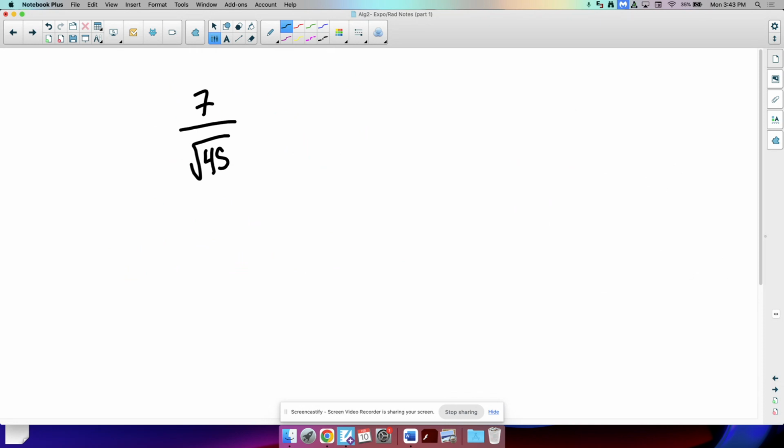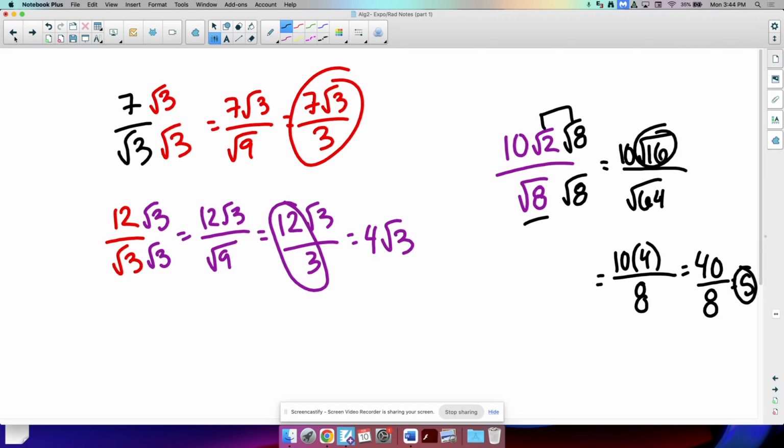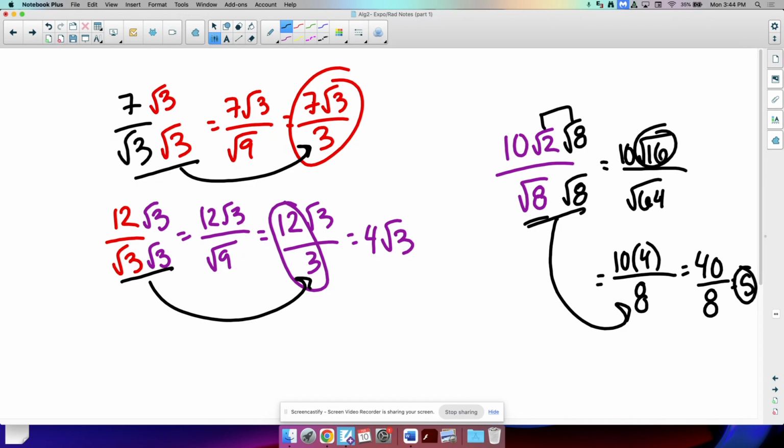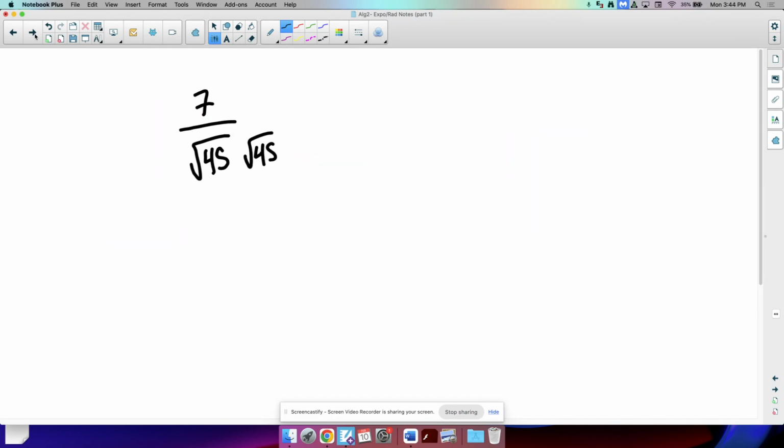the square root of 45, weird number. I don't know what it is, but I know that if I take a square root times itself, it's always just going to follow this pattern. Because if I go back, notice the square root of 3 times the square root of 3 turned into a 3. Square root of 8 times the square root of 8 turned into an 8. So whenever you take a square root times itself, square root of 45 times the square root of 45, at the end of the day, it's just going to be 45.